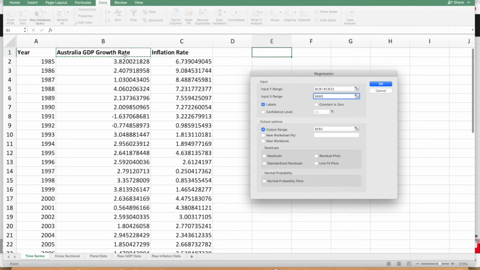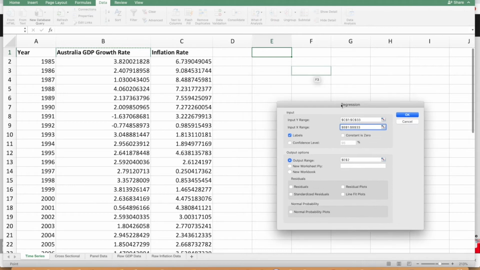Now I can do that with the growth rate, because that's our x variable. I included labels, so I need to make sure that box is checked. You can use some of this other stuff down here, like residuals, for your homework. Some of that is valuable. But for now, we'll just keep this as it is, and E2 looks like a good place for it, so I'll hit OK.